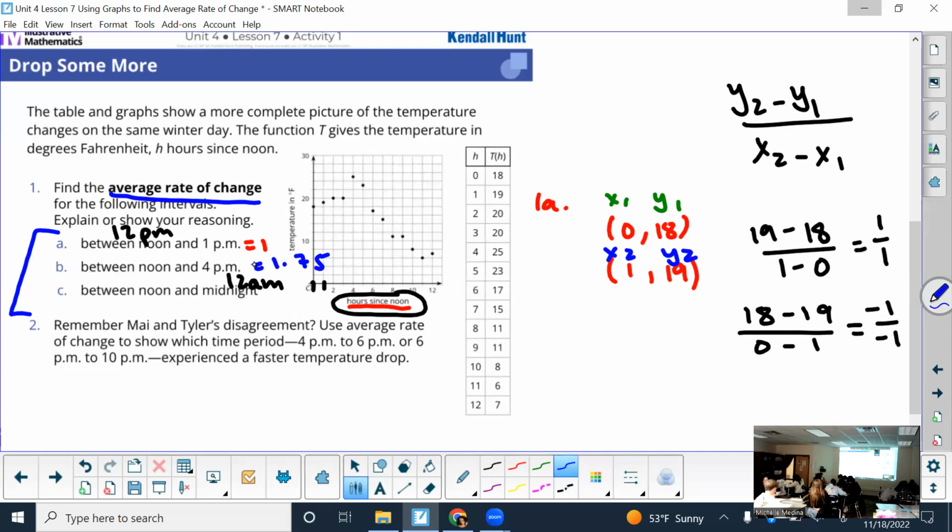What about between noon and midnight? What's the rate of change for between noon and midnight? If you answered, I didn't hear it. So you're going to have to speak up. So 1C is the one that we're doing, between noon and midnight. What was the average rate of change that you got? Be confident. Give me the decimal version of it. Okay. Anyone get something different than that?